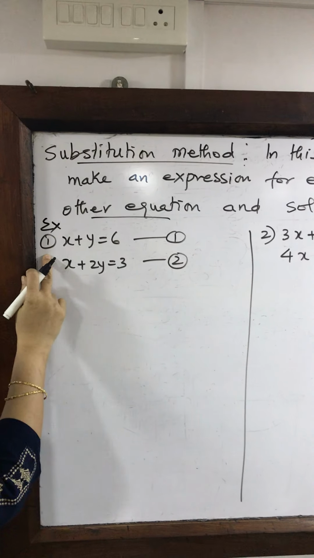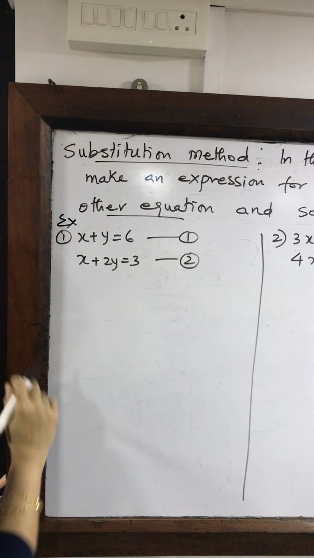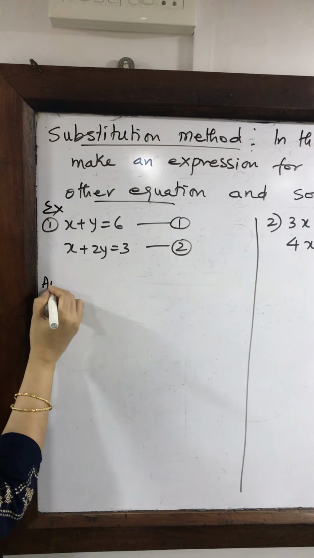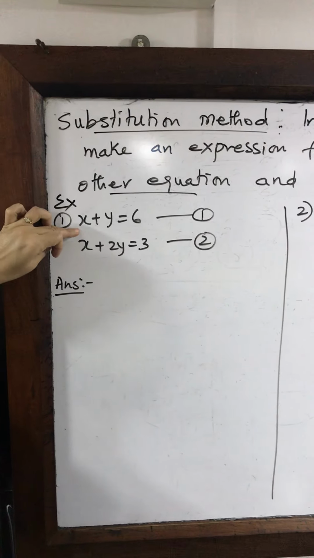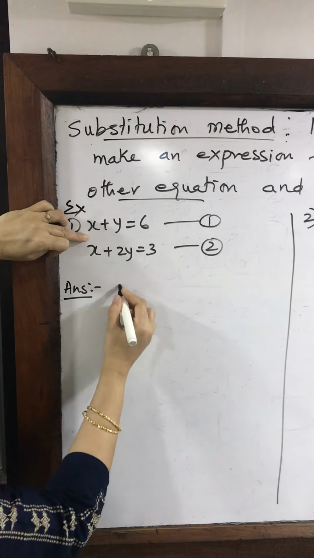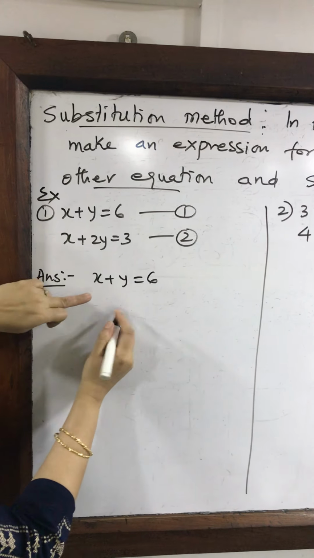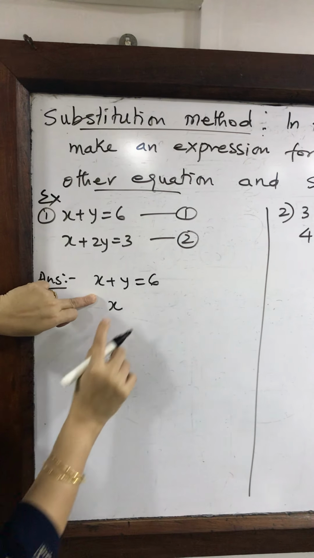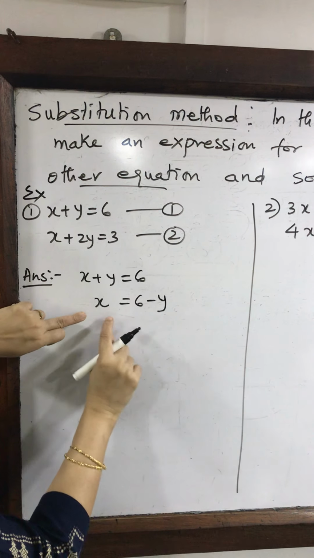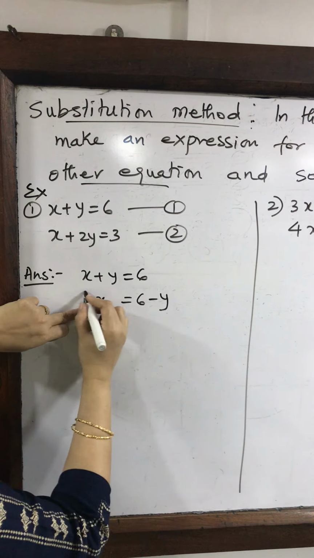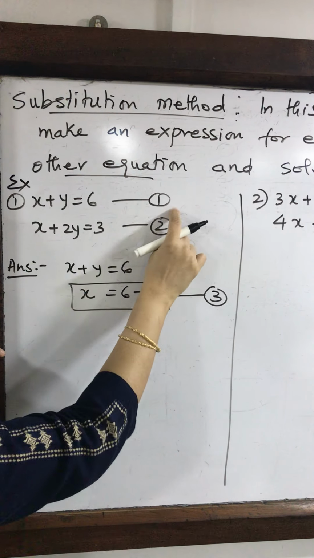The first example is x plus y equal to 6 and x plus 2y equal to 3. So I am going to choose any one of these equations. I will preferably choose the one that is simpler. The first equation is simple. I will now keep x term on left hand side and I will take y on right hand side. So I have now made an expression for x by taking first equation.